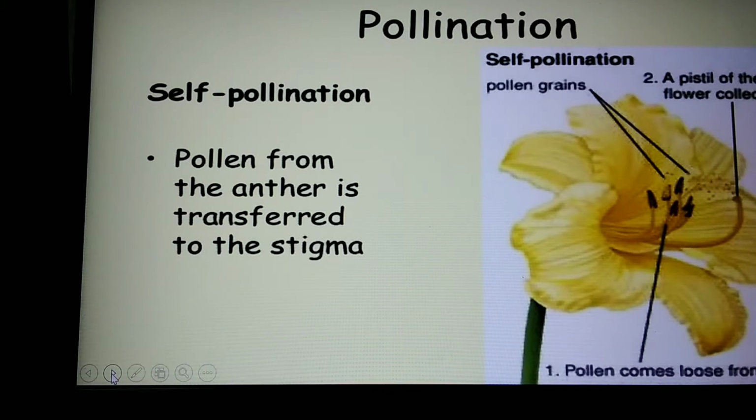Types of pollination, self-pollination. If the pollen from the anther is transferred to the stigma of the same flower, then it is called as self-pollination. Here in this picture, you are observing that the pollen is transferred from these pollen grains to the same flower's stigma. So, single flower is involved. So, if the pistil of the same flower collects the pollen grains, which is from the stamens of that flower only, it is called as self-pollination.